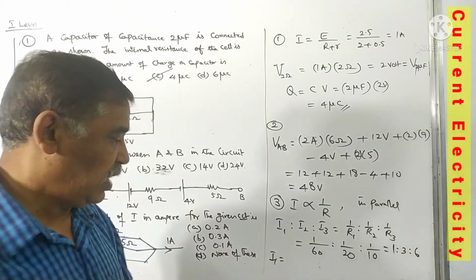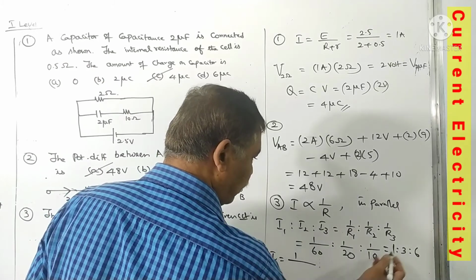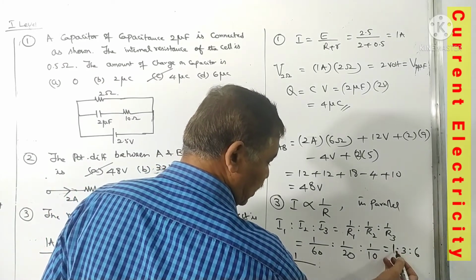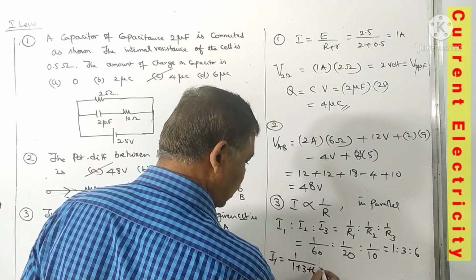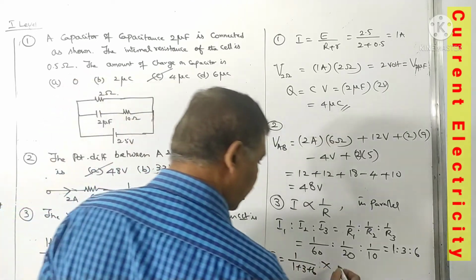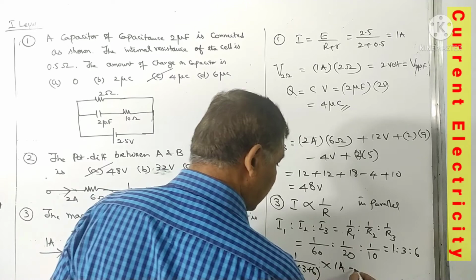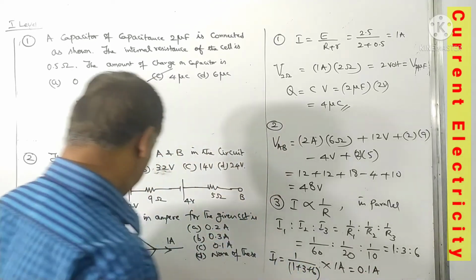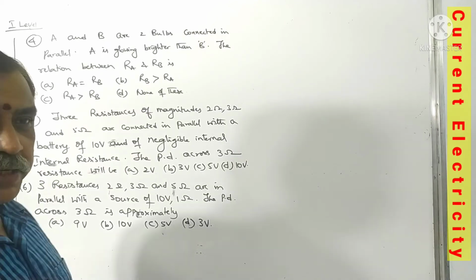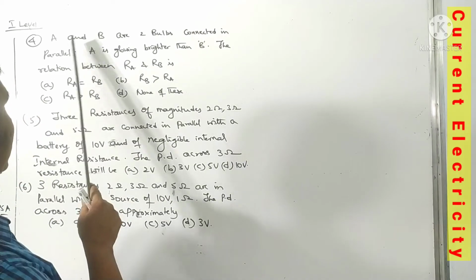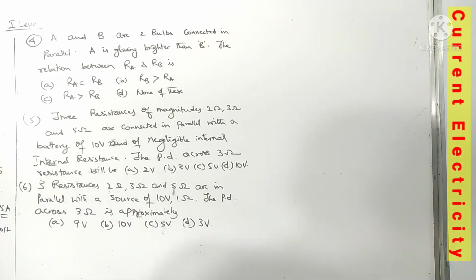I1 has got 1 part. So 1 divided by the sum of the parts, 1 plus 3 plus 6, multiplied by the current to be divided, which is 1 ampere. If you divide this, you will get 0.1 ampere. So the answer is 0.1 ampere. That is the answer. Coming back to the next question, A and B are 2 bulbs connected in parallel.